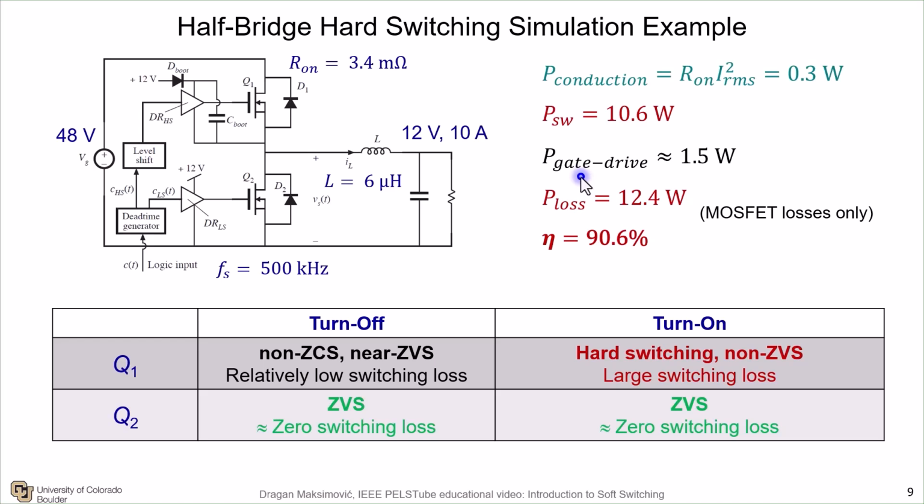In addition, there is a gate drive loss associated with turning on and off Q1 and Q2. That amounts to about 1.5 watts for a total loss of more than 12 watts and efficiency of about 90%. The simulation here includes only MOSFET losses. Of course, additional losses would be in the magnetic components and other miscellaneous losses around.